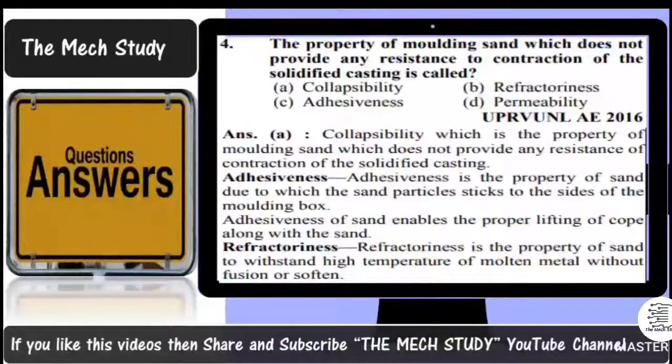The next question: the property of the molding sand which does not provide any resistance to contraction of the solidifying casting is called: option A is collapsibility, option B is refractoriness, option C is adhesiveness, and option D is permeability. Here the right option is option A, collapsibility.